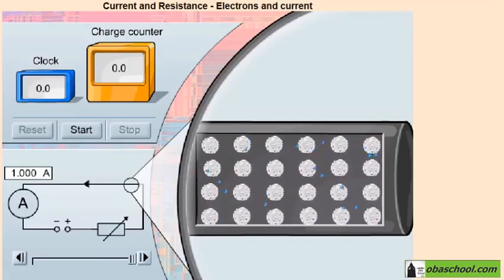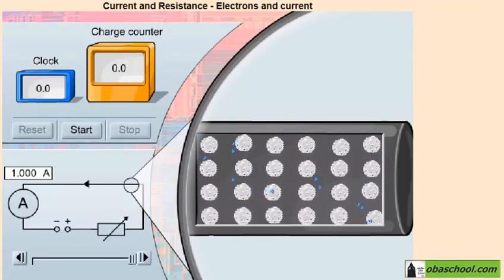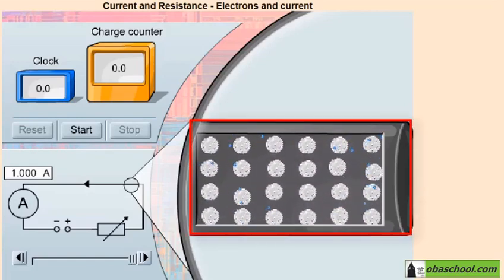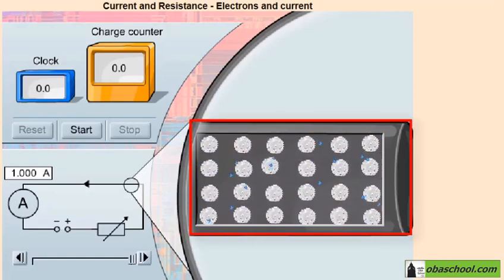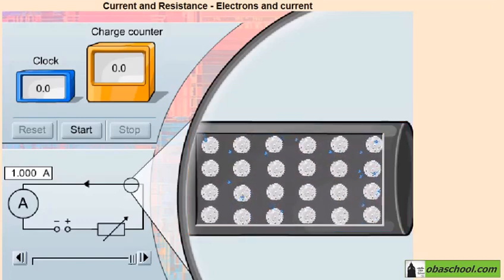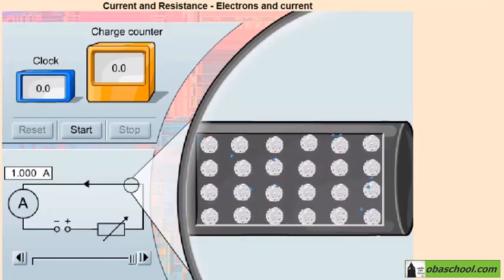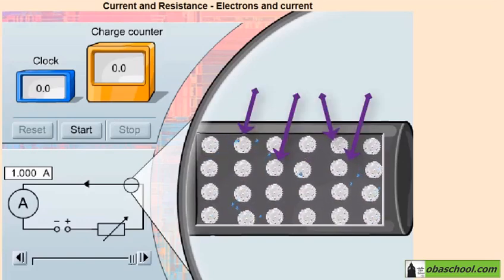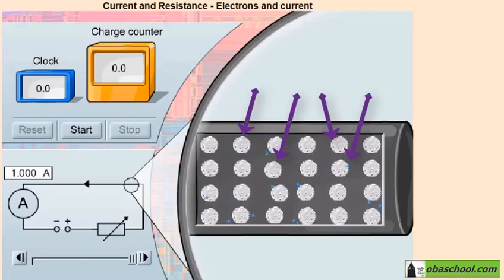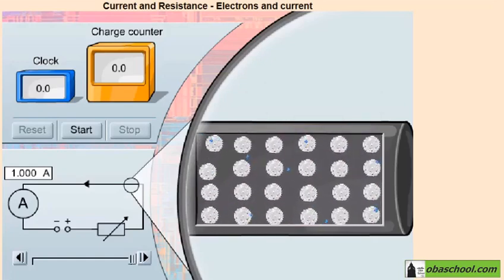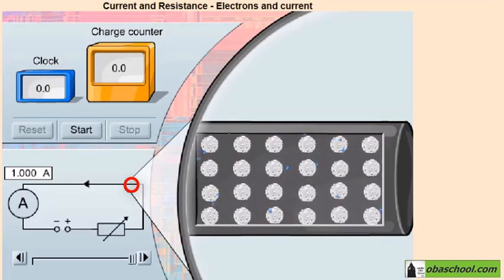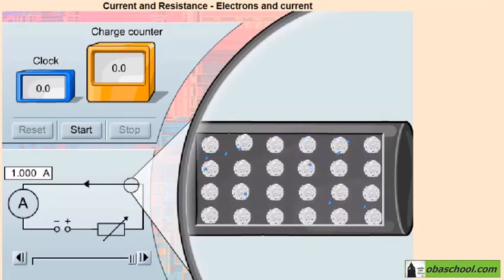Hello! In this simulation, we're going to see the electrons and current. Here is an animation of an enlarged section of the wire in a circuit. The moving blue dots represent free electrons, and the gray circles represent the ions in the metal lattice. The number of ions shown corresponds to a section about 1/millionth of the diameter of the wire.